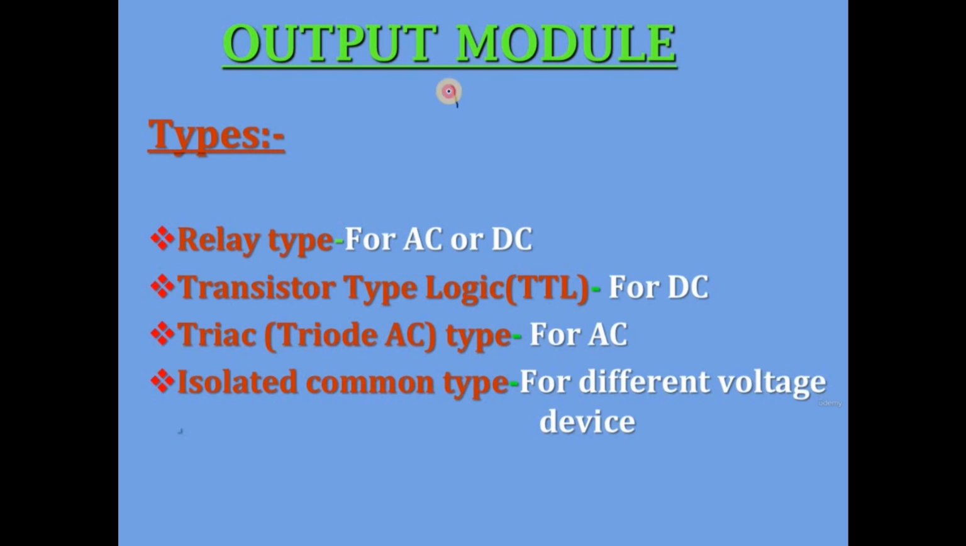The most important part about the output module is the types of output module. The relay type output cards are available, the transistor type output card, triac type, and the isolated common type, right? As per our requirement, we have to select among these types of output card. The relay type card is available for AC as well as DC, the transistor for DC only, triac for AC, and the isolated common type is for different voltage devices.